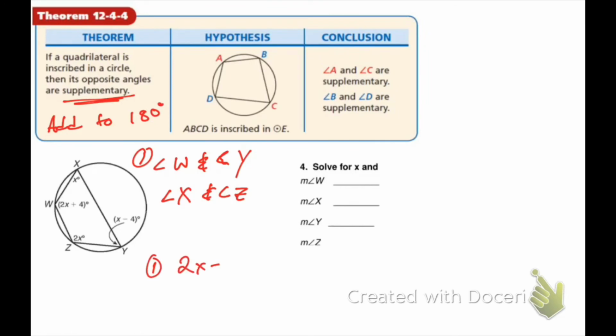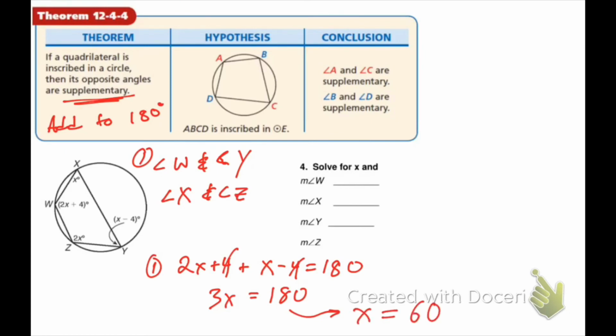I get 2x plus 4 plus x minus 4 equals 180. I add them up, set them equal to 180 degrees. The 4's cancel out. 3x equals 180, which means x is equal to 60. Now, I'm not done because it asks to solve for the actual angle measurements.